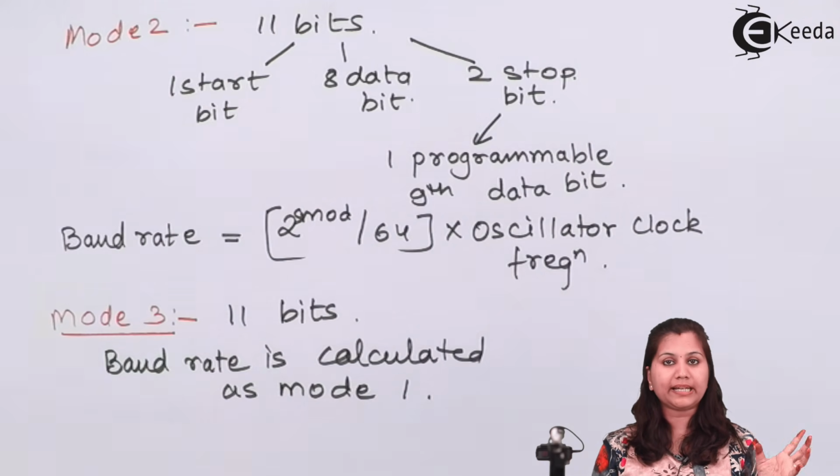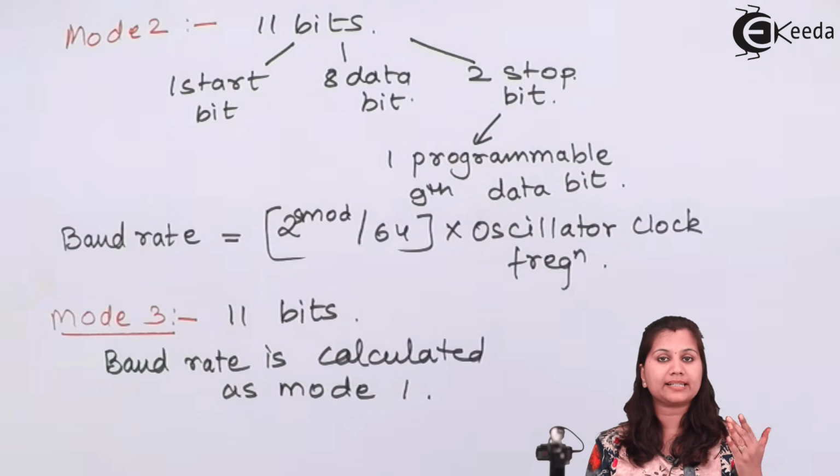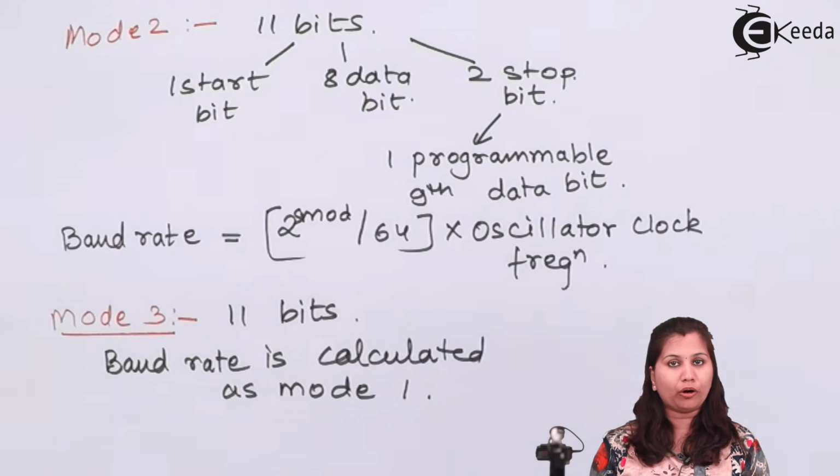Mode 0 was an 8-bit serial shift register only, a synchronous type mode. Modes 1, 2 and 3 are of asynchronous type, in which the baud rate is either variable or can be calculated by the formulas.